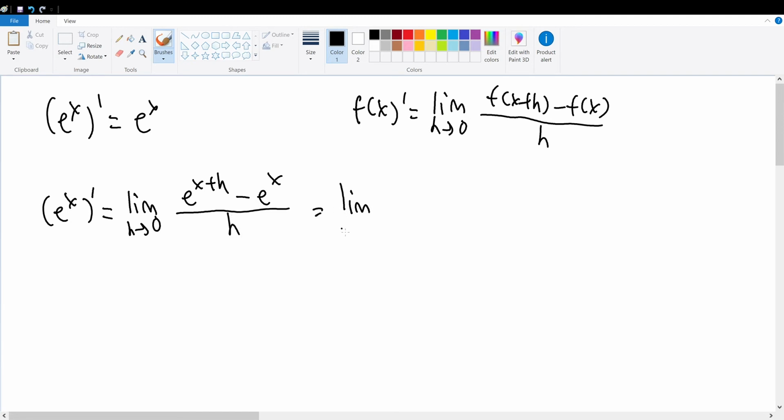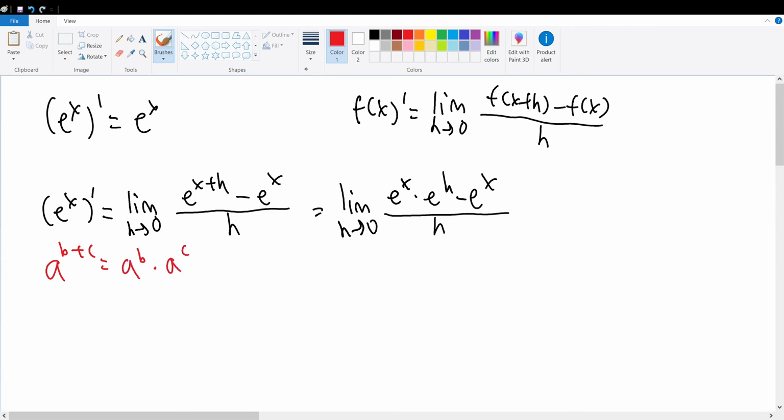This will be equal to the limit as h goes to 0 of e to the x times e to the h minus e to the x, divided by h. And the reason why I can do this is because of an exponential property, which states that a raised to the b plus c power is equal to a raised to the b power times a raised to the c power. So I expanded e raised to the x plus h power into e to the x times e to the h.